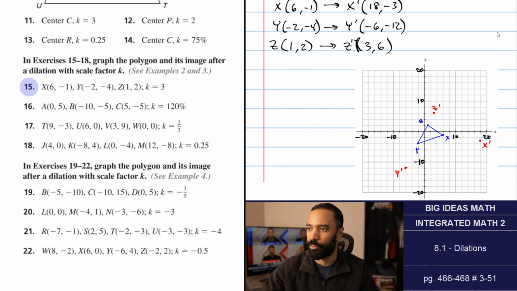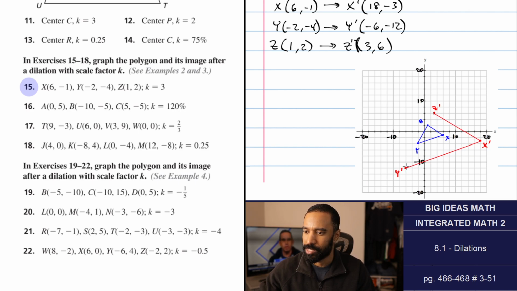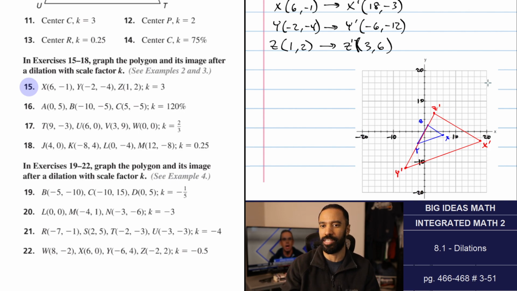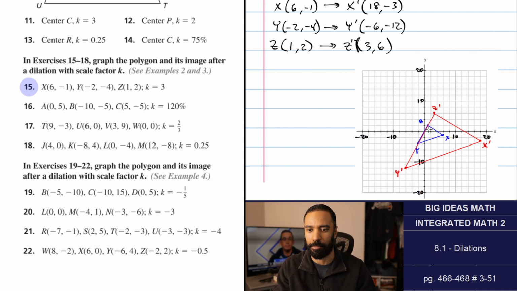I might use a different version of red next time, though. I don't like the way that it kind of bounces off the white for me. It's kind of hard to look at, and if it is for you, I apologize. So notice how this YZ segment, they're on the same line there. Kind of neat. But that's the graph with that scale factor for number 15.